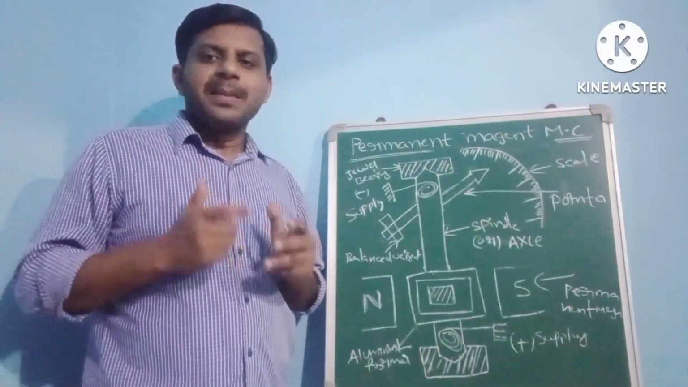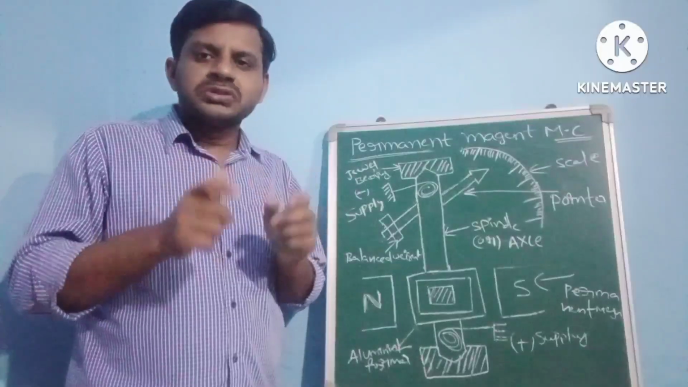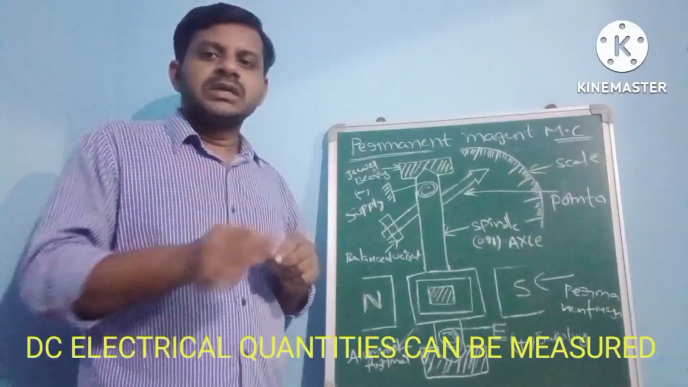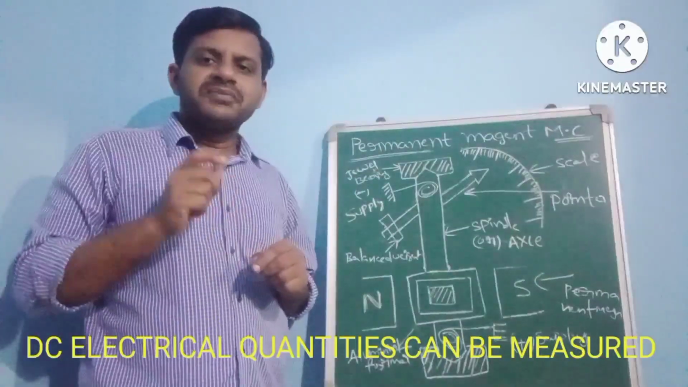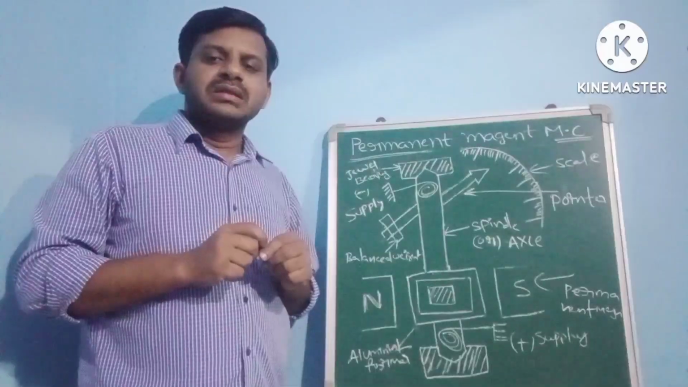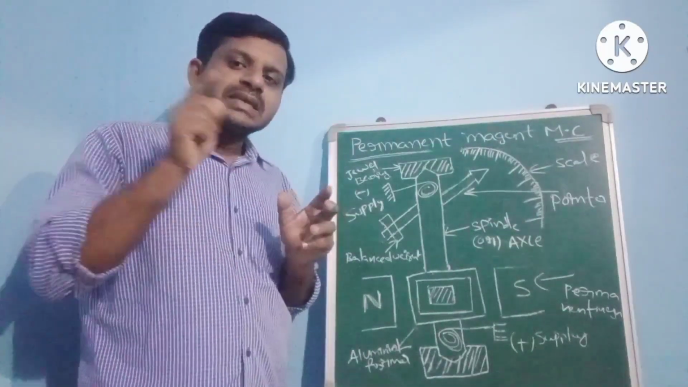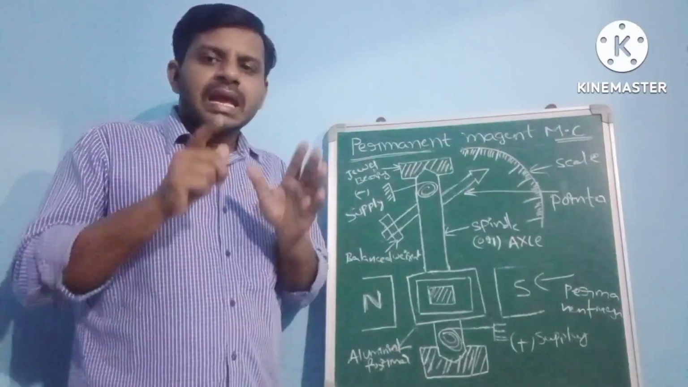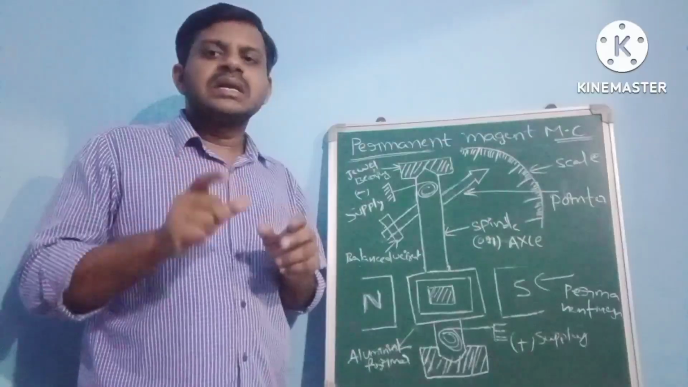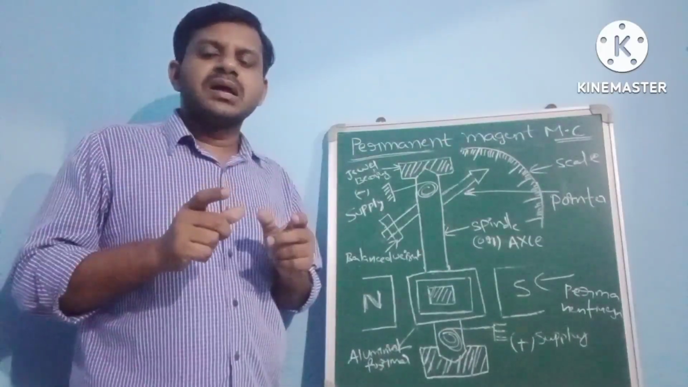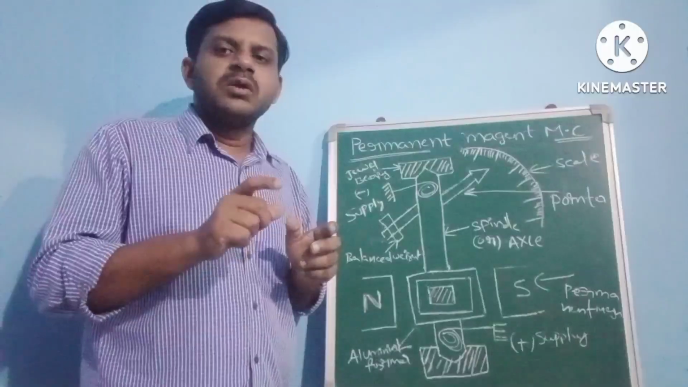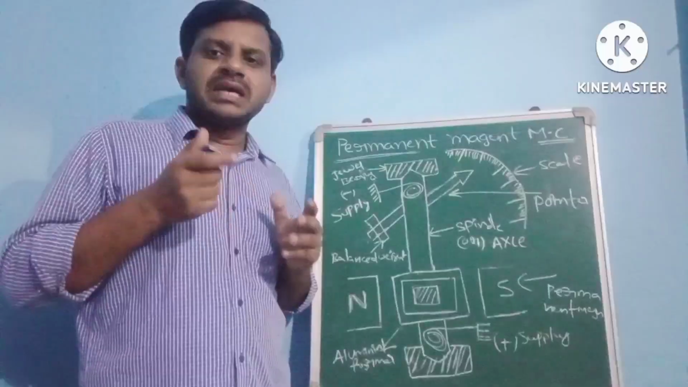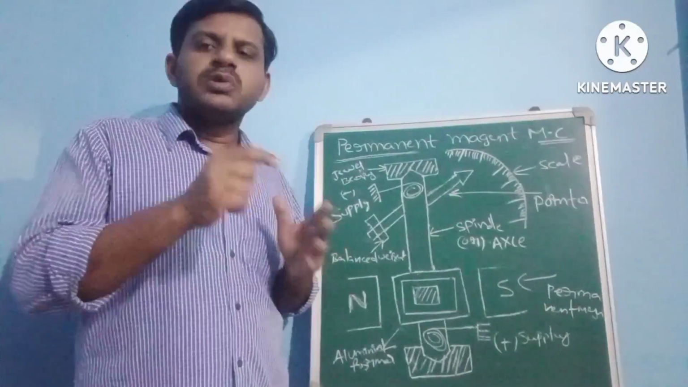The PMMC instruments are used only for DC because they are very accurate for DC electrical quantities. But MI instruments are used for both AC as well as DC measuring systems. The moving iron instruments are mostly accurate in AC only, not accurate in DC. If you want to measure electrical quantities in DC, you must use PMMC instruments.